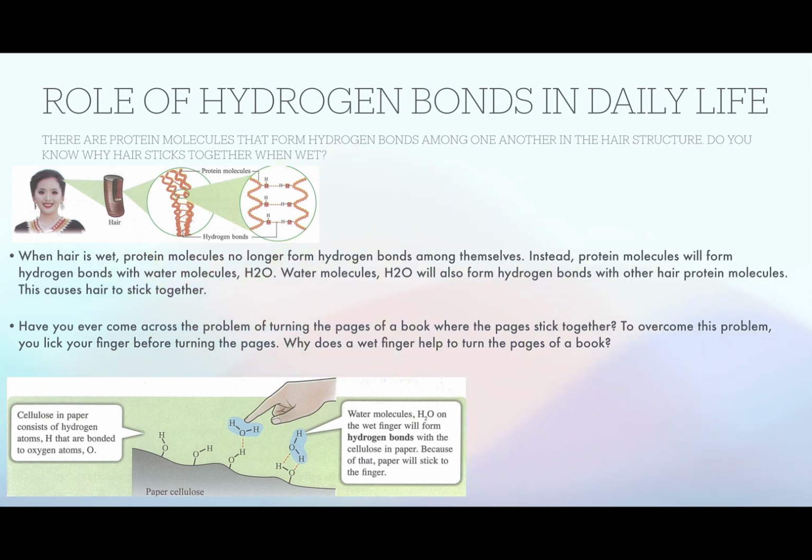Have you ever come across the problem of turning the page of a book where the page sticks together? To overcome this problem, you lick your finger before turning the page. Why does a wet finger help to turn the page of a book? Cellulose in paper consists of hydrogen atoms, H, that are bonded to oxygen atoms, O. Water molecules, H2O, on the wet finger will form hydrogen bonds with the cellulose in paper. Because of that, paper will stick to the finger.